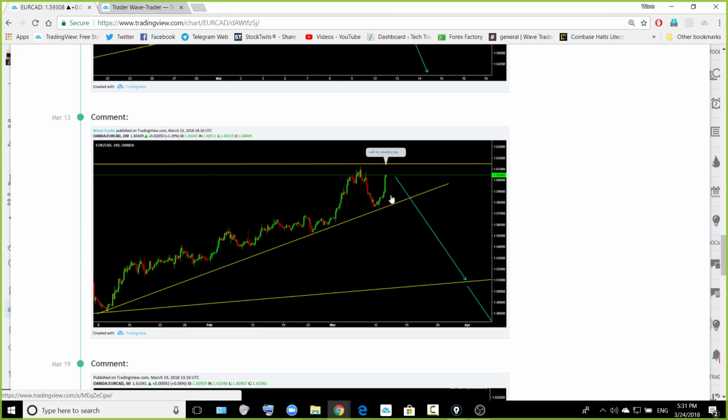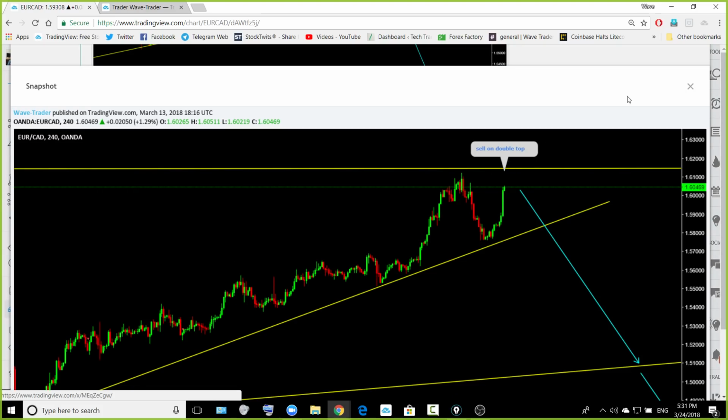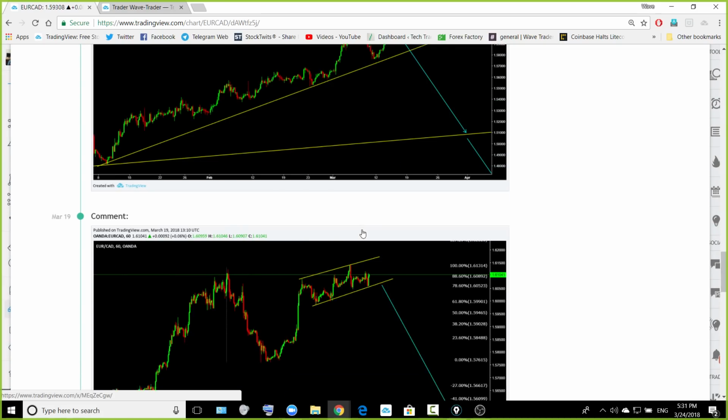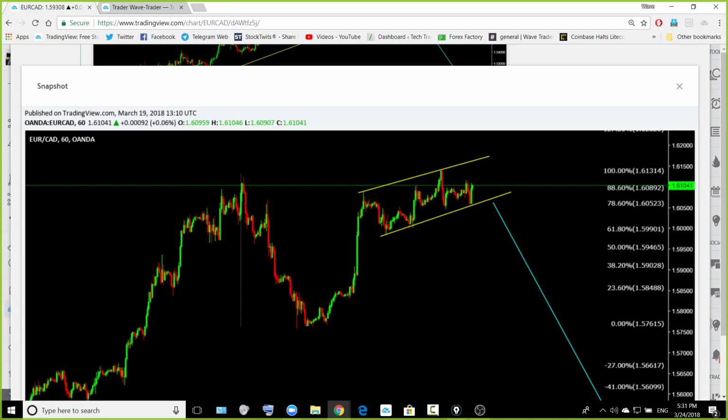All right, so it went up, tested the top. So we started to look for a double top and started to sell again from that top. We started to look for sell again once price was testing that top.